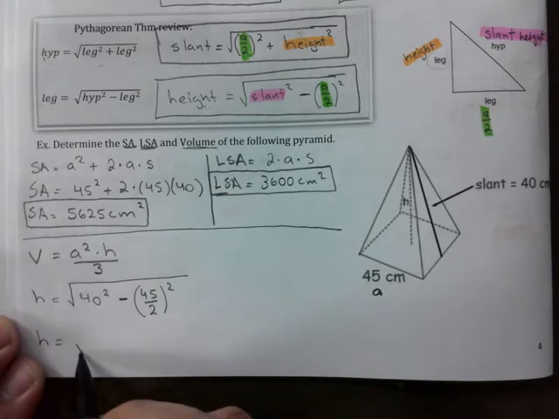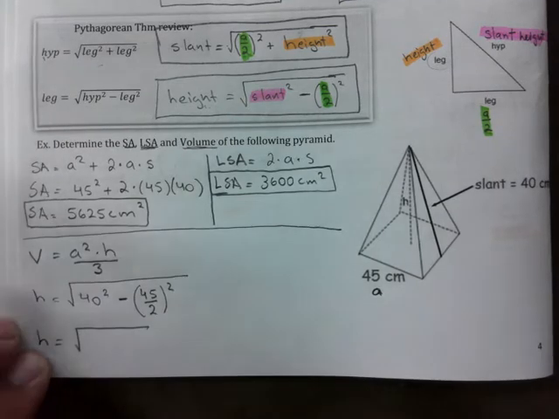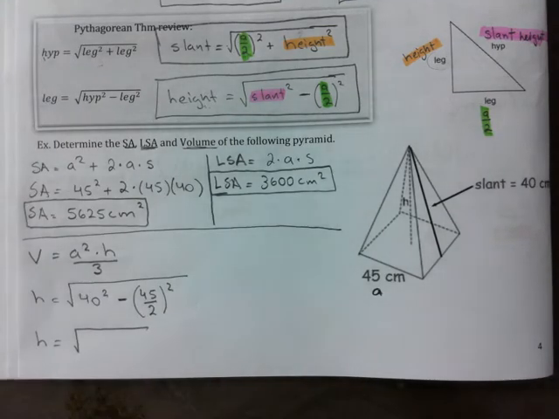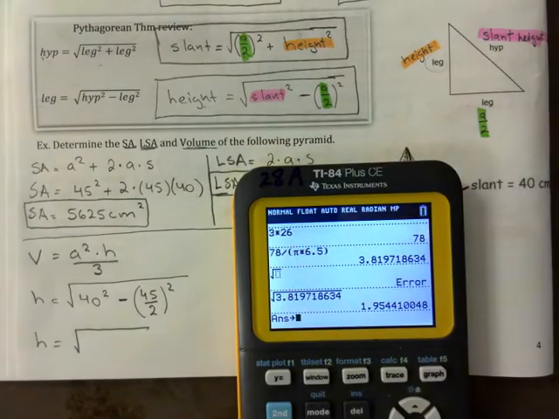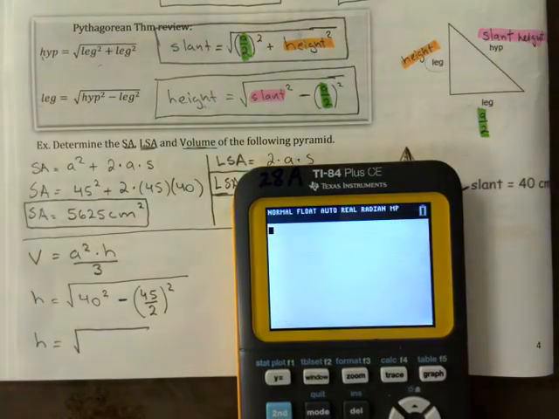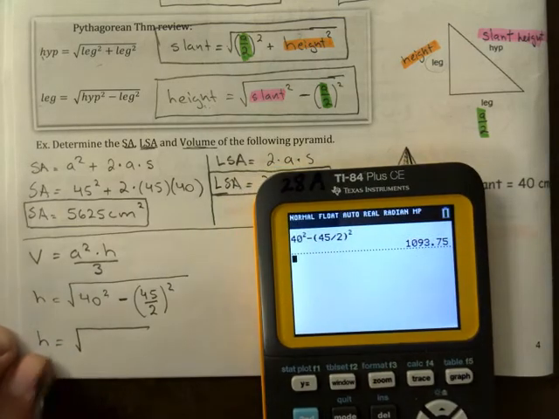And here's where I will actually have my calculator show up on the screen, because sometimes using these new ones, it might be a little bit of a challenge. So I'm going to go 40 squared minus, watch this, you have brackets, right? So you can just go 45 divided by 2, I square that, and you get this. You can write down the whole thing.